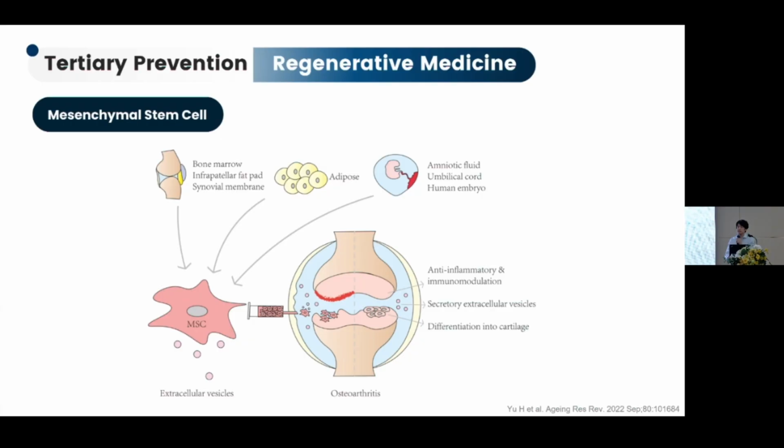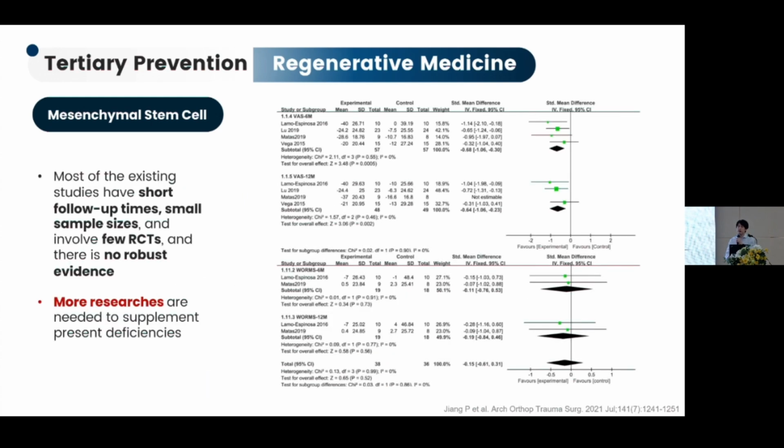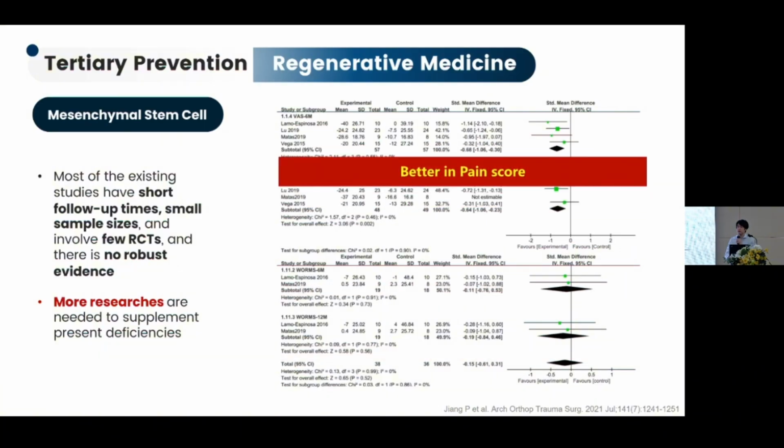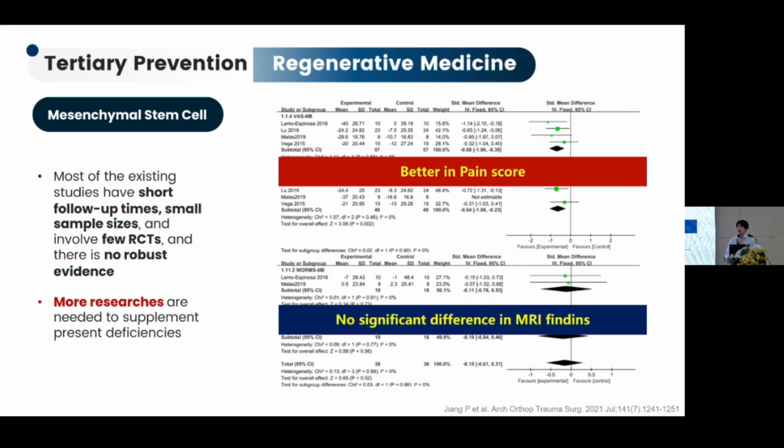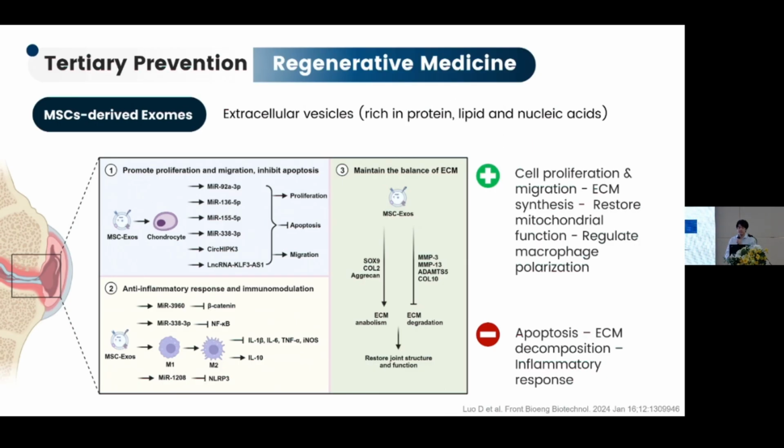This slide discusses the potential of mesenchymal stem cells in OA treatment, which is reflected in their chondrogenic characteristics, anti-inflammatory effect, and the role of mesenchymal stem cells in extracellular vesicle excretion. According to the meta-analysis, mesenchymal stem cells have shown promising results in pain reduction for the short term, but did not show any differences in structural changes on MRI. Therefore, more research is needed again.